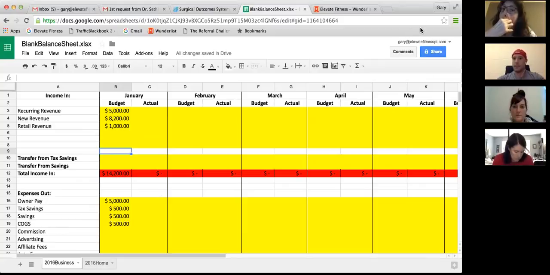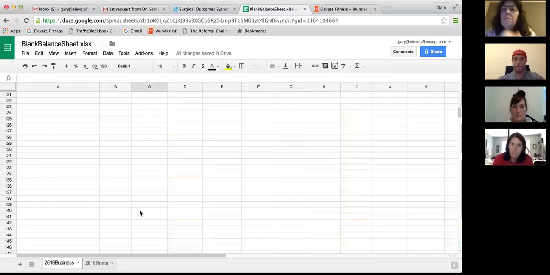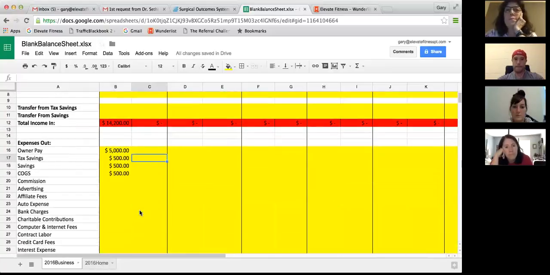Okay, so those last two items that we talked about, transfer from tax savings and transfer from savings. We're about to talk about the system to completing this, but one of the things you will have to do is pay taxes. Whether you pay it annually, quarterly, whatever, you have to pay taxes.